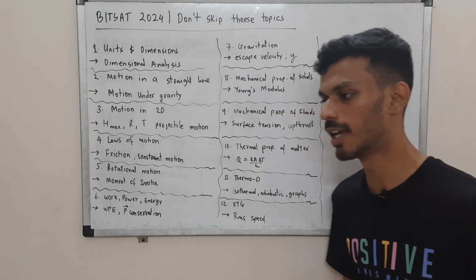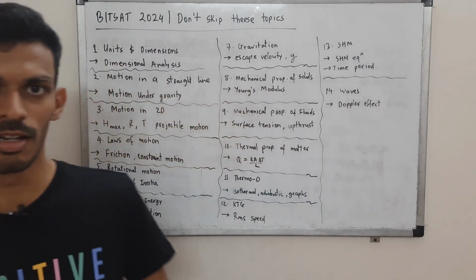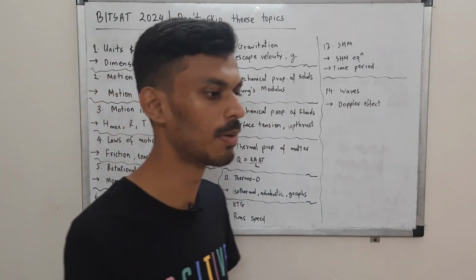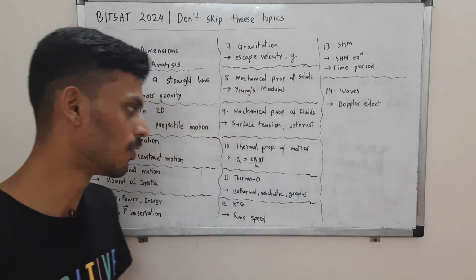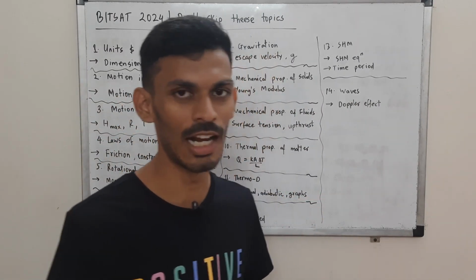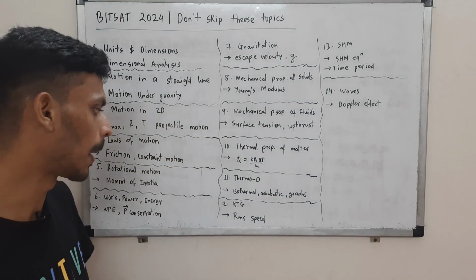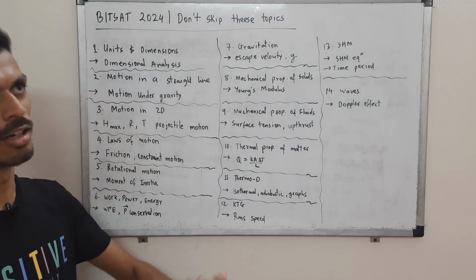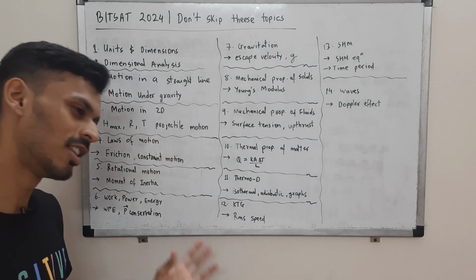Okay, graphs like a PV graph might be given for a certain process, and you might be asked for the work done. So for those types of questions, see that you focus on the graph side of thermodynamics too, basically PV graphs, and you might be asked for the work done. Okay, coming to KTG, kinetic theory of gases, a theoretical topic.